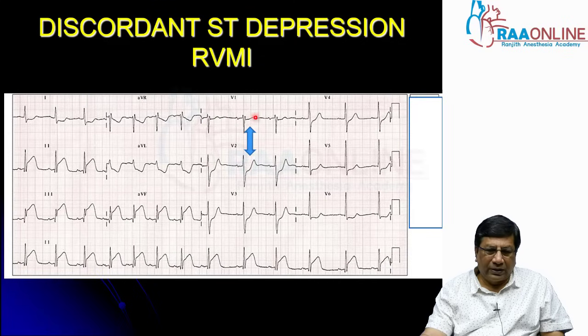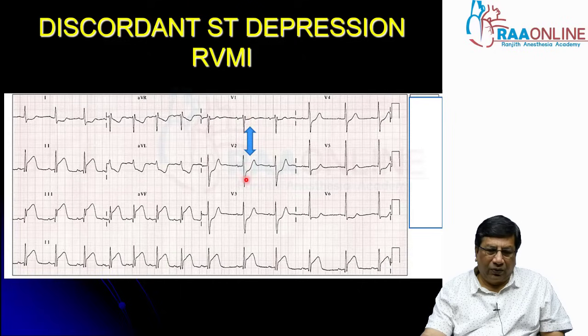V1 is not only an anterior lead, but it's also a right sided lead. So when right ventricular infarction and posterior infarction are coexisting, the posterior wall infarction tends to produce ST segment depression in V1 because it's an anterior lead, and right ventricular infarction will tend to produce ST segment elevation in V1 because it's a right sided lead. So net result, two opposing forces, the ST may be normal in V1.